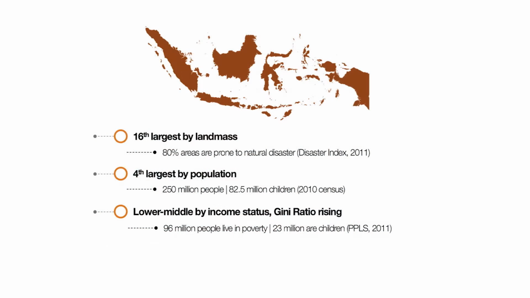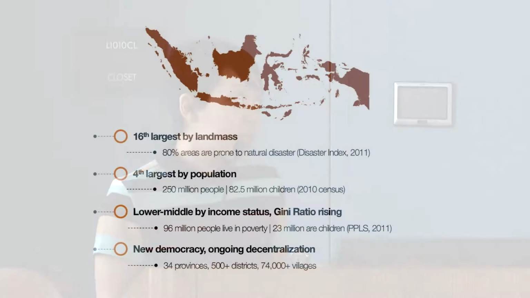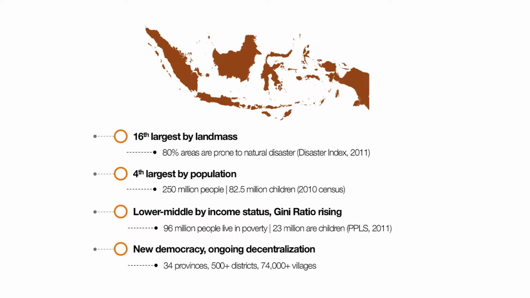We are a lower middle income country by income status, with widening inequality. We have about 96 million people living in poverty, and more than 23 million of them are children. We are a new democracy, and we are going through a constantly changing decentralization process. Administratively, we consist of 34 provinces, more than 500 districts, and more than 74,000 villages.